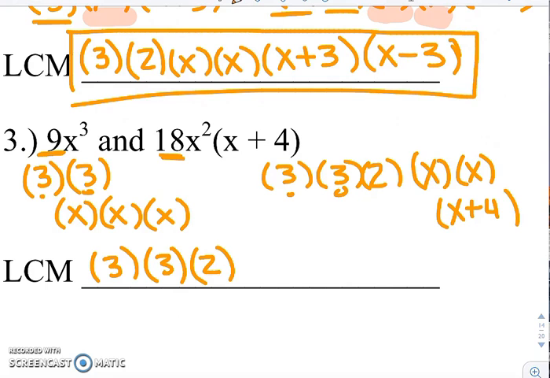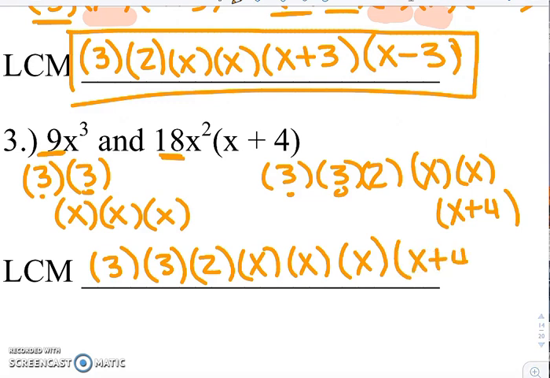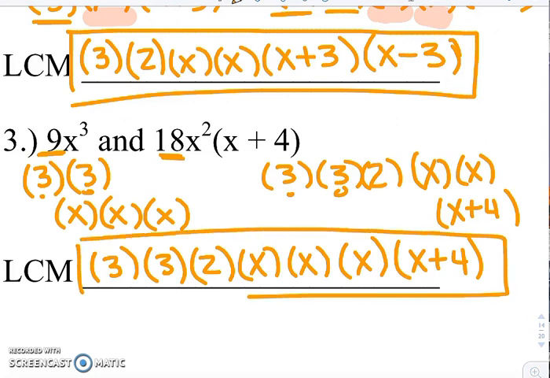So then your x's, again, I see 5 total x's, but the most that one of your expressions has is 3 of them. And then we need an x plus 4. So our LCMs will not be this big when we actually go to do the adding and subtracting of fractions, but it's good practice for you to get an idea of how to do this. So let's do one more.